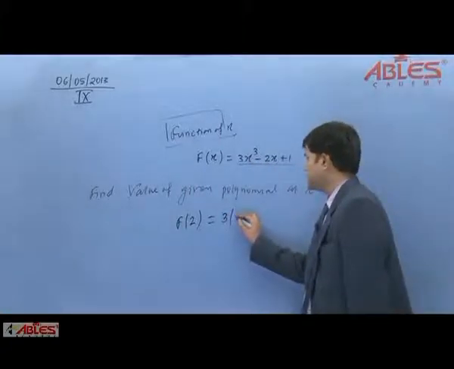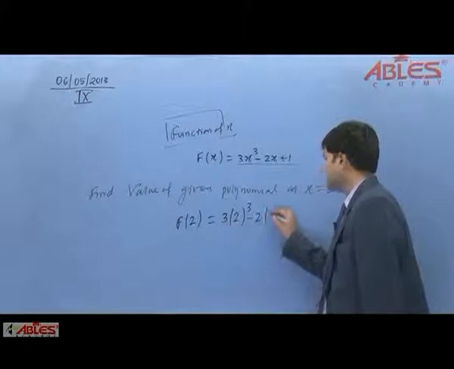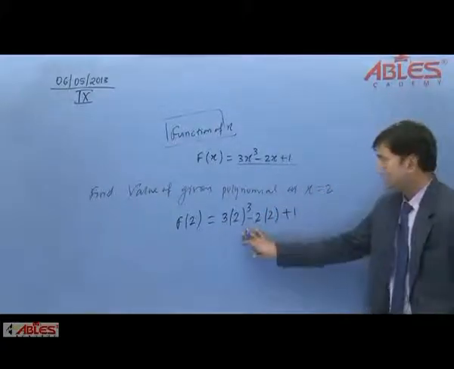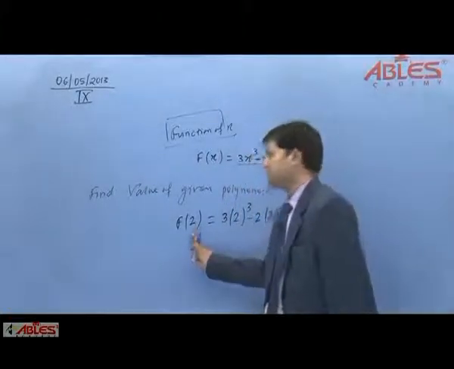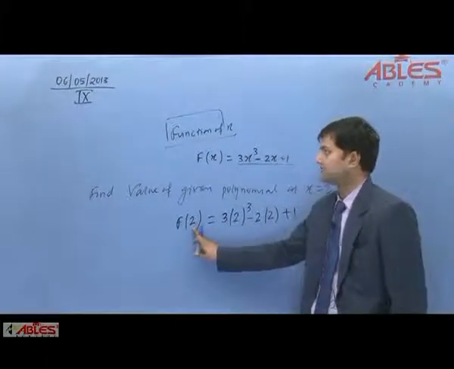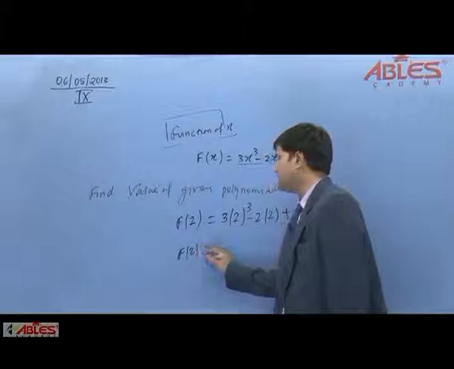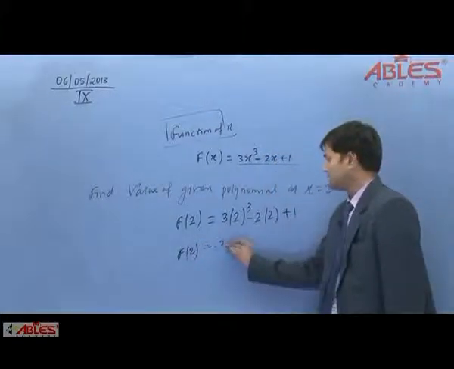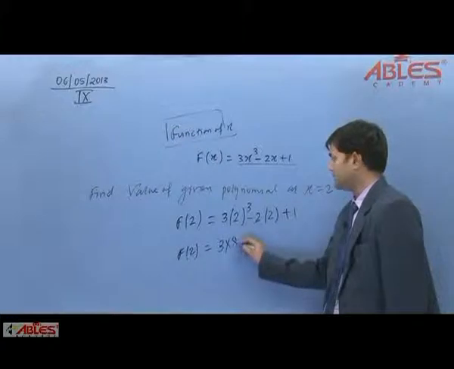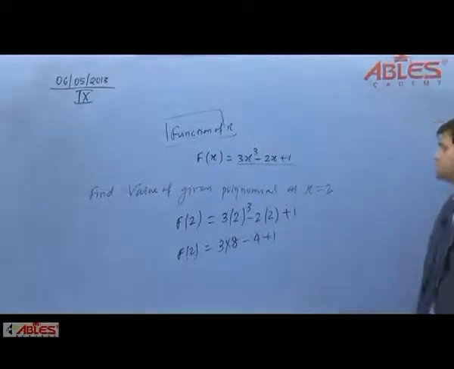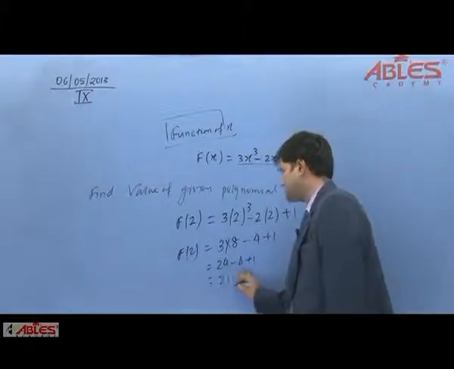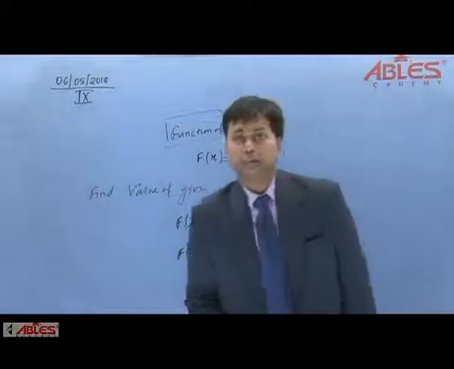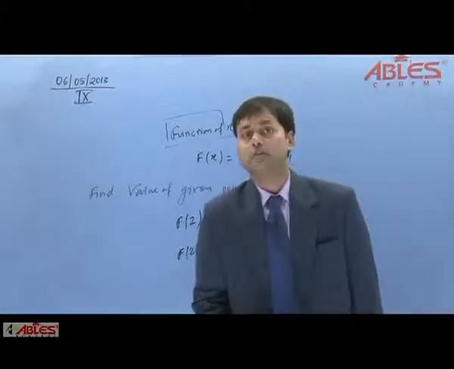So you will get 3 into 2 cube minus 2 into 2 plus 1. Whatever we get after calculation is the value of this polynomial at x equals 2. So f of 2, that is the value of the polynomial at x equals 2, is 3 into 8 minus 4 plus 1. Okay students, so after calculation that is 24 minus 4 plus 1, so you will get 21. Very good, from one center I am getting the response 21.